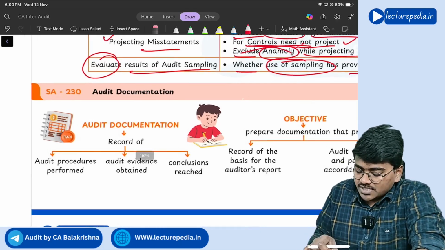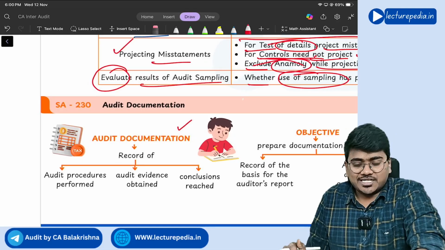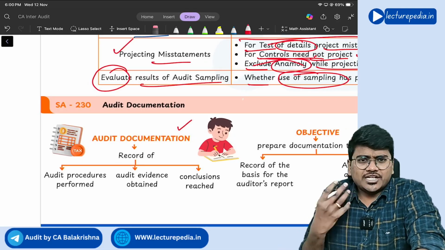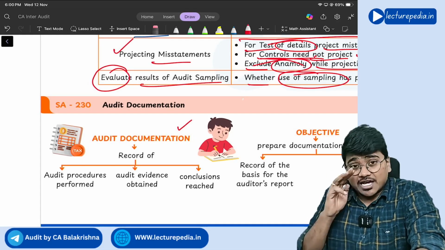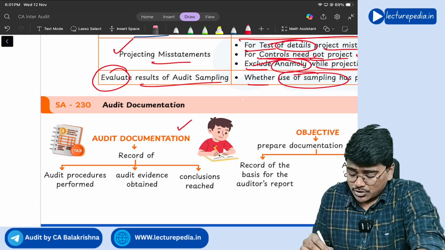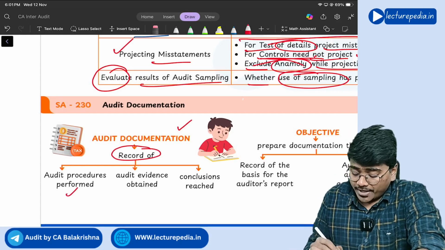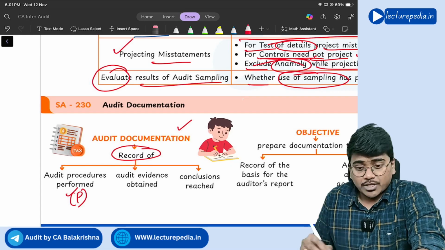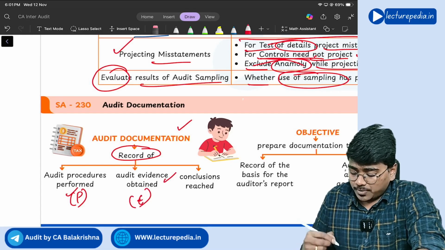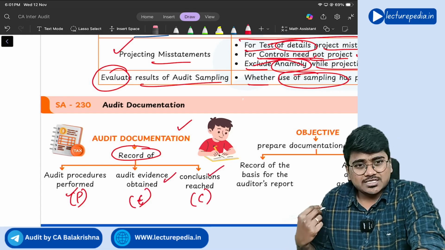See, audit documentation. So, what is the definition of audit documentation? It is a record of three things. So, a record of what three things? Audit procedures performed, audit evidence obtained, and the conclusions reached.